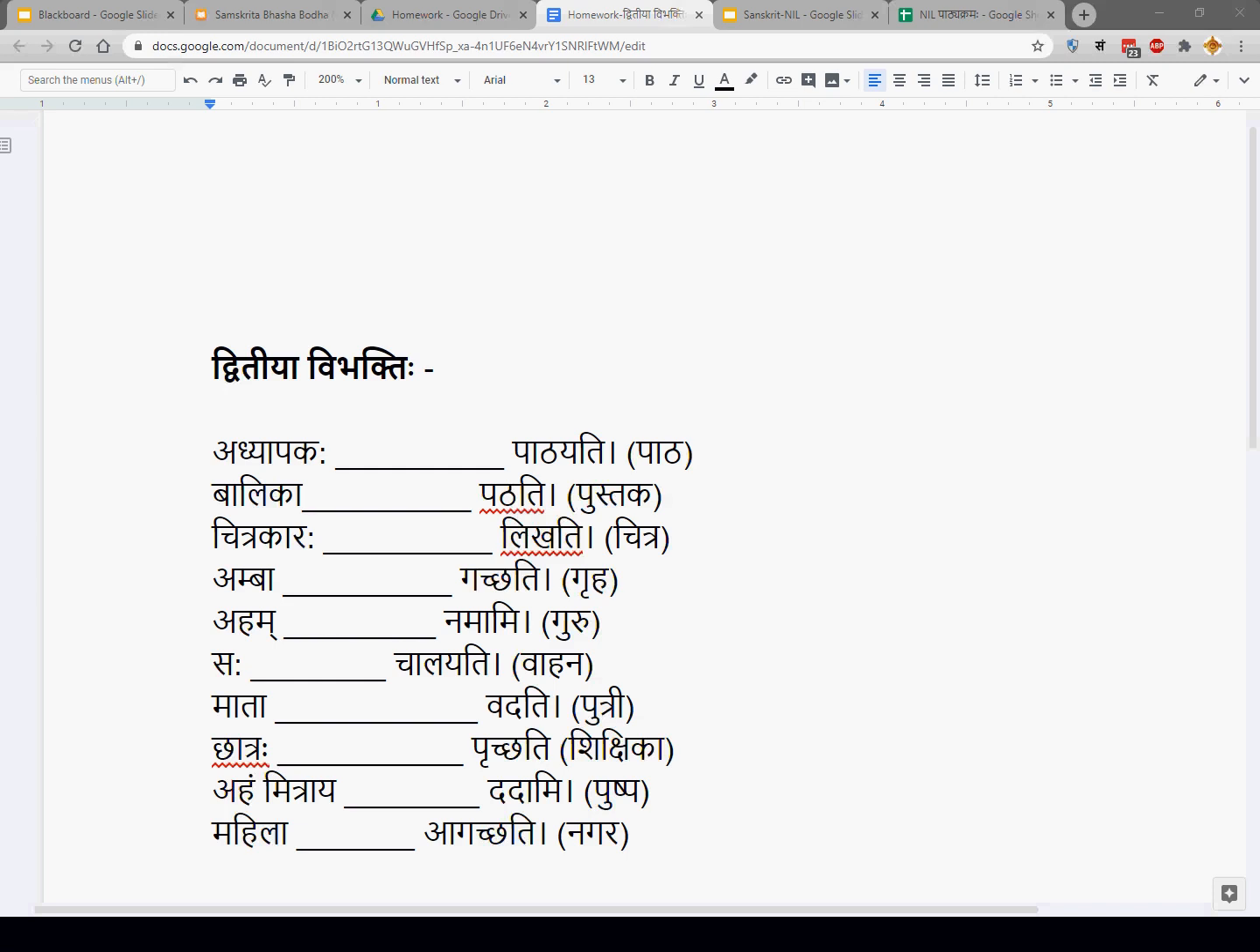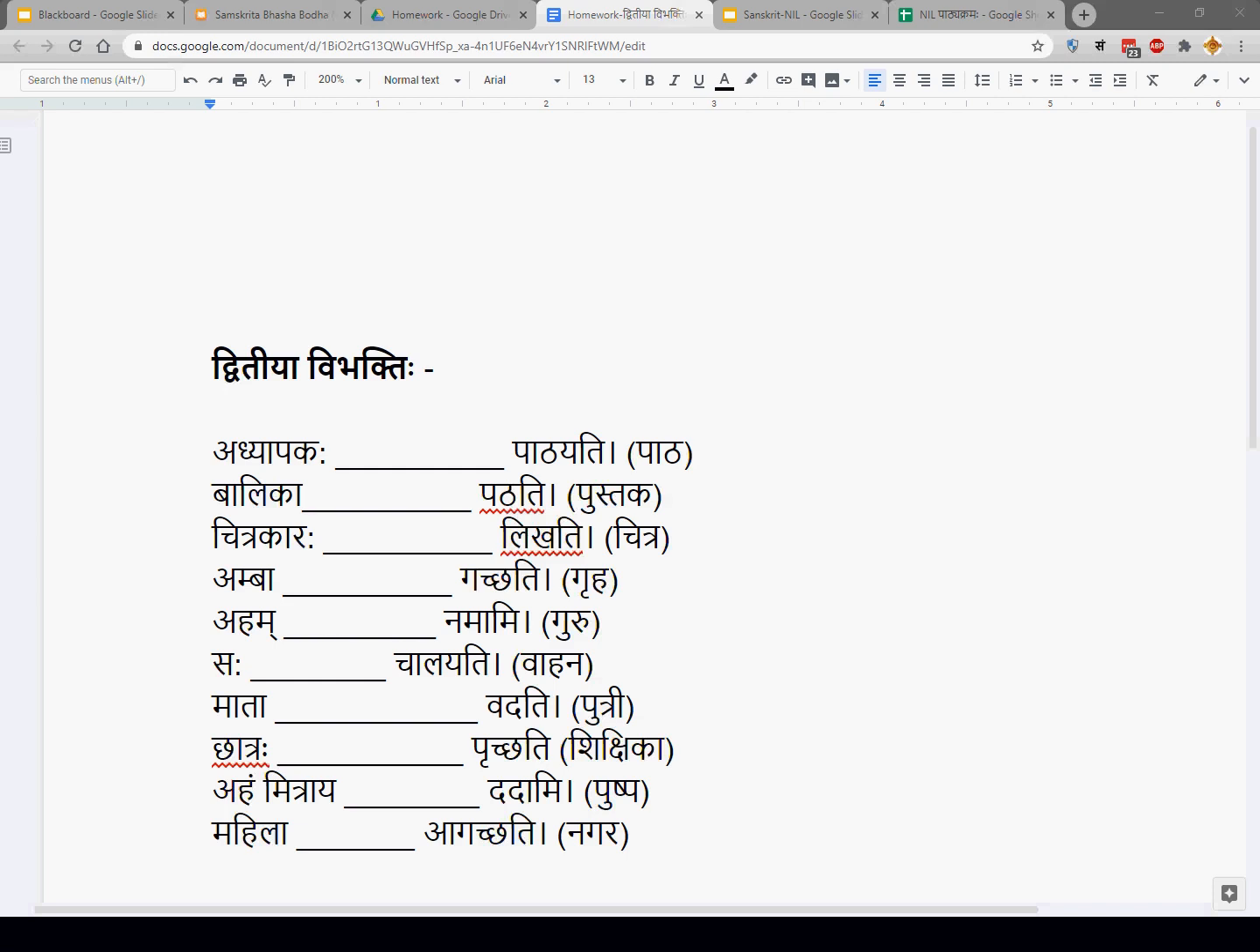Namaskara. Last week we had this homework on Dvitiya Vibhakti and Tritiya Vibhakti. All of you have done a great job. The main thing is to understand when the Dvitiya Vibhakti needs to be used and when the Tritiya Vibhakti needs to be used.